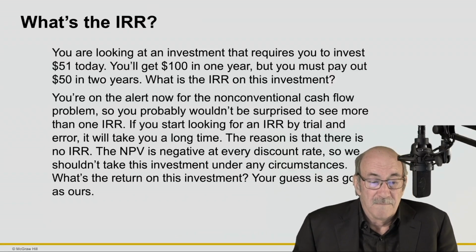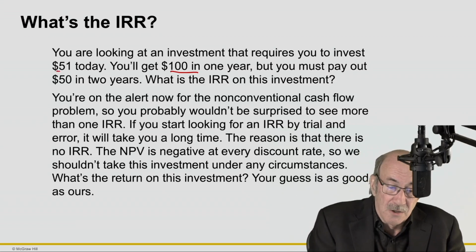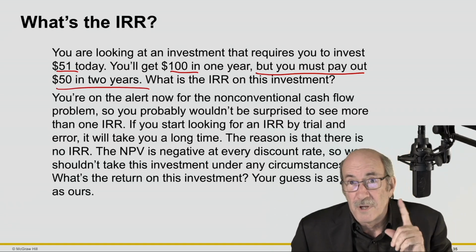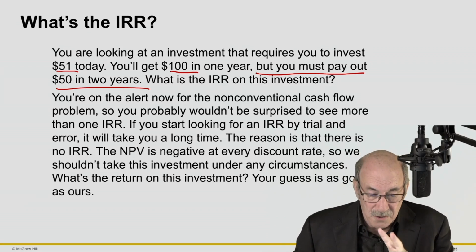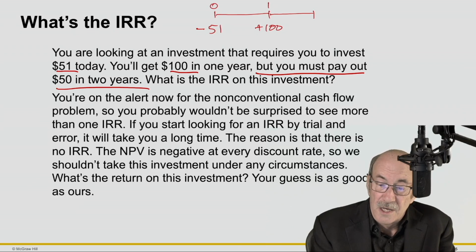All right. What's the IRR? Well, we're looking at an investment that requires us to invest $51 today, and you'll get $100 back in a year. But you must then pay out $50 in 2 years. So here we have another situation where the sign is changing twice. So we go from a negative 51 at time 0 to a positive 100 at time 1 to a negative 50 at time 2.